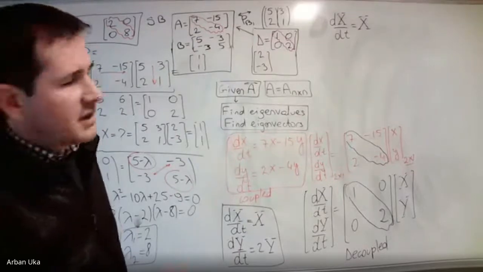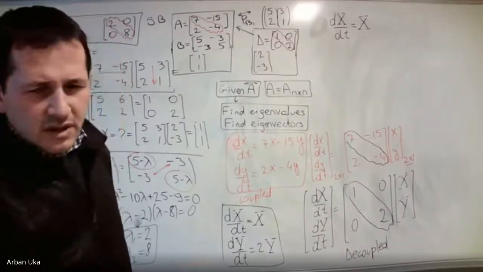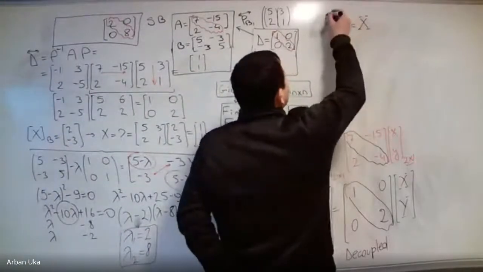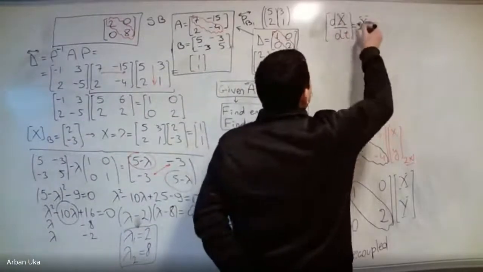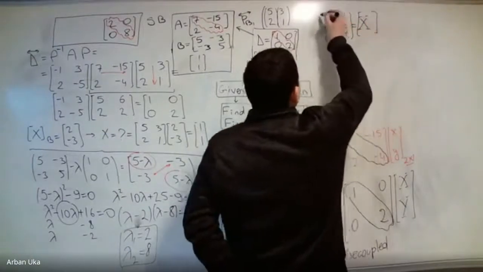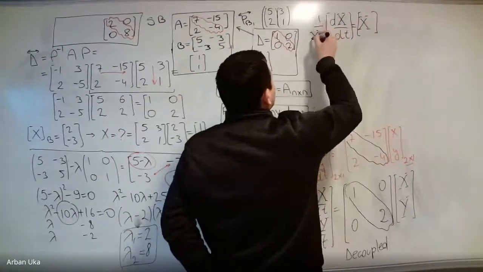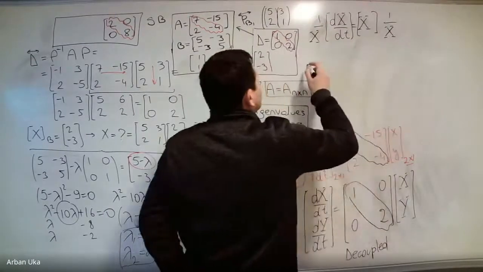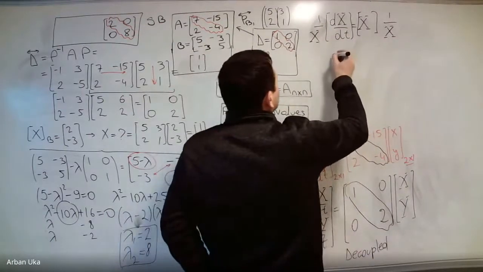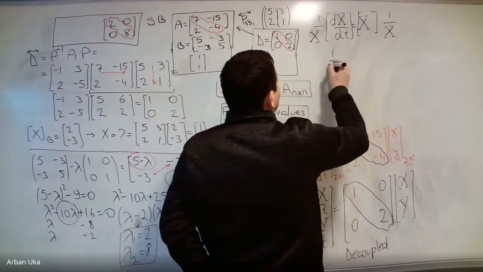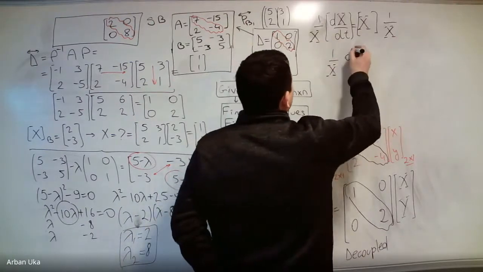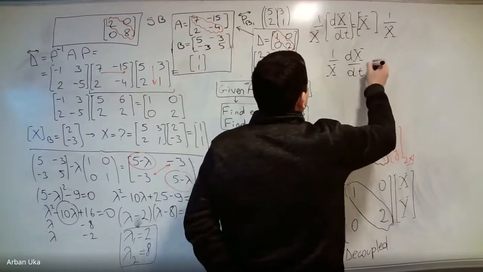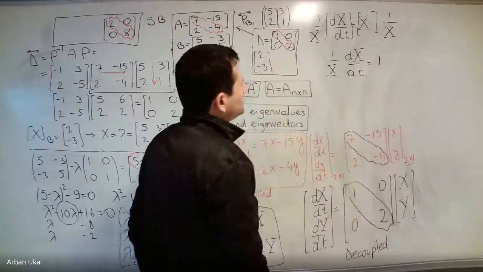Let's try to solve this one like this. You know derivatives, and you know you need to solve this one. So what you can do is multiply both sides of the equation with 1 over x, okay? So we multiply also here with 1 over x. Then what do you get? You get 1 over capital X dx over dt. This is equal to 1, right?